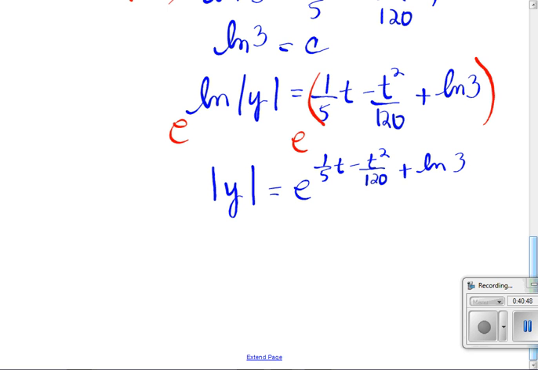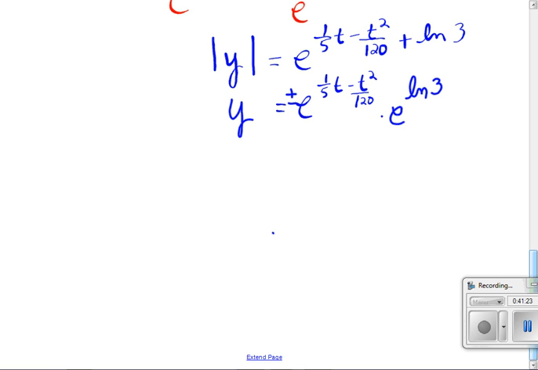Is that okay? Simplify that? We can do that because this is e to the 1/5 t minus t squared over 120. I really can't make that any nicer. Times e to the log of 3. The minute you put plus in there, you're done because it's wrong. Plus or minus. Yes, I have to do y equals, and we'll do plus or minus. If I simplify this, I don't have to. I can just leave it like it is. So y equals plus or minus 3e to this.